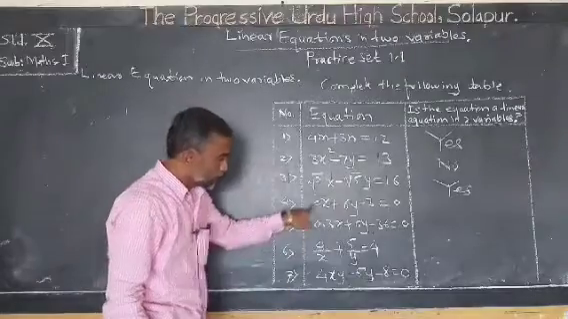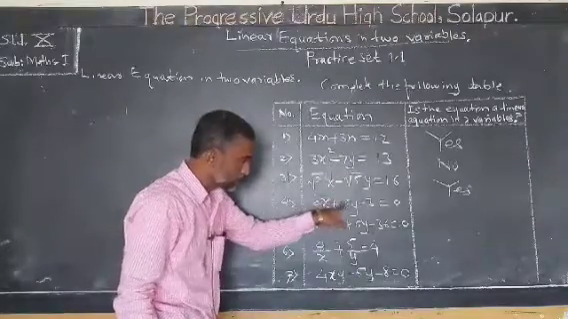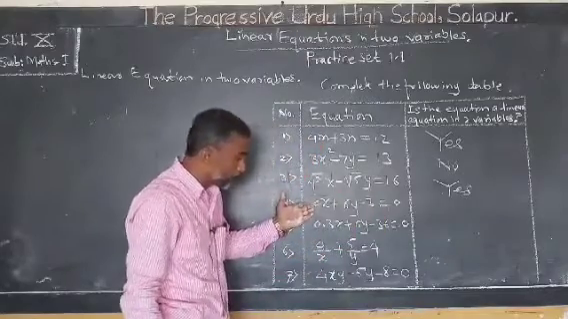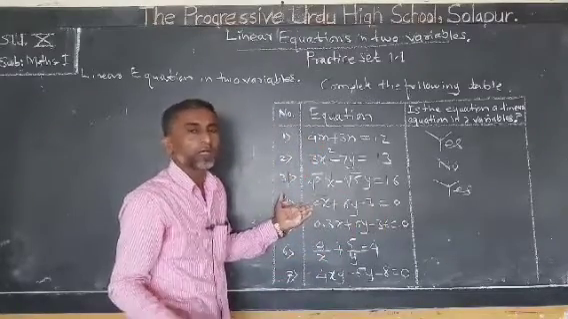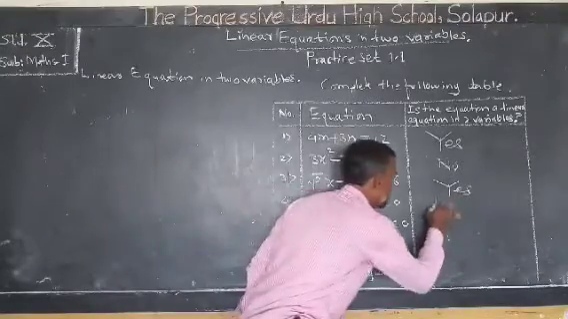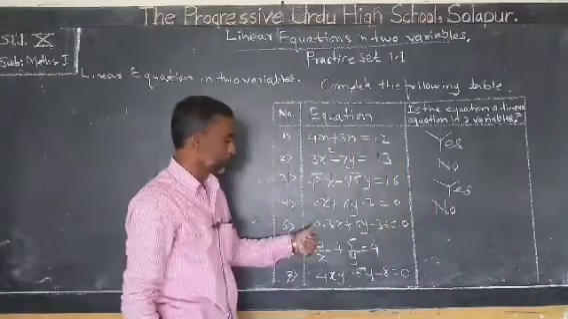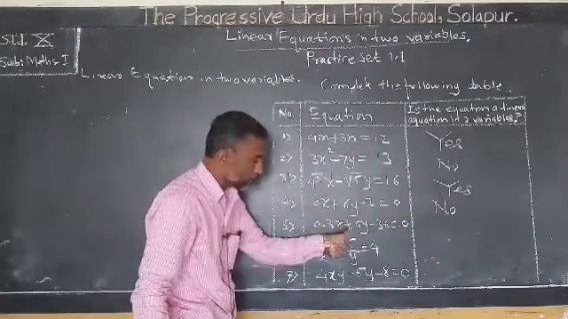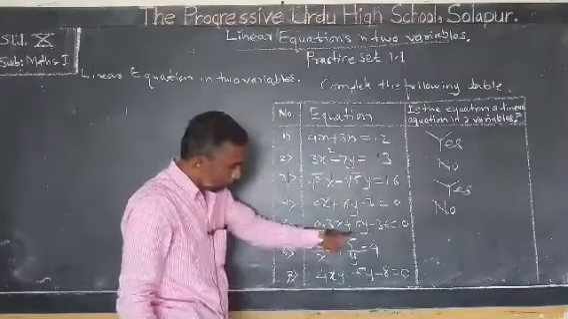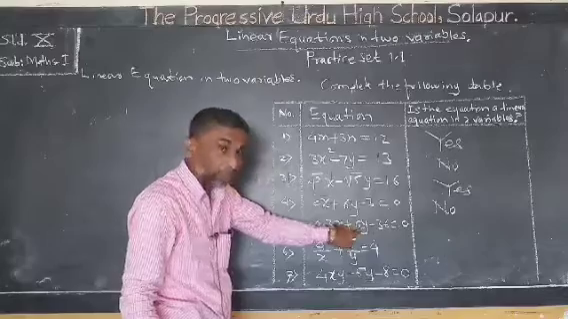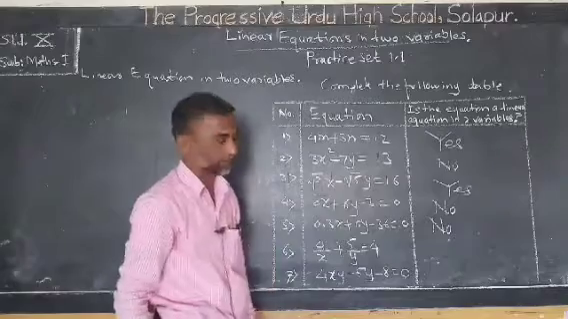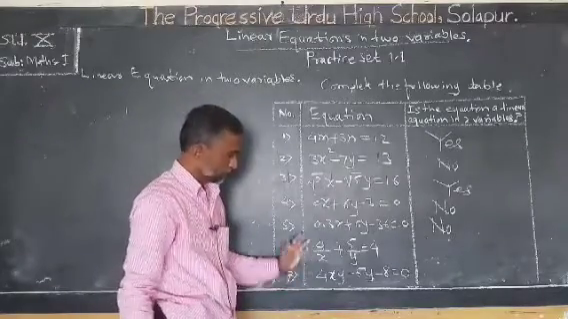Fourth one: 0 times x, 0x plus 6y minus 3 is equal to 0. As the value of a is 0, therefore it is not a linear equation in two variables. Your answer should be no. Next, fifth one: 0.3x plus 0y minus 36 is equal to 0. Here, the coefficient of y, that is the value of b, is 0, therefore it is not a linear equation in two variables. Next, fifth, we have completed.